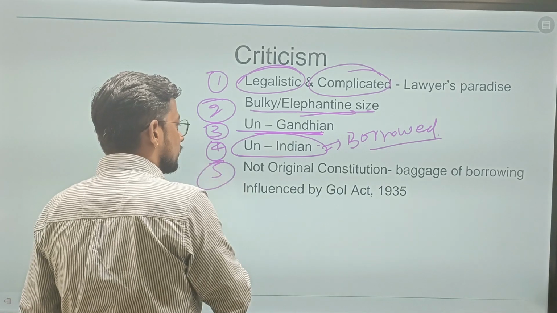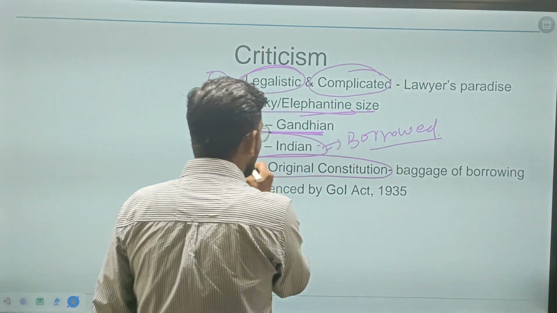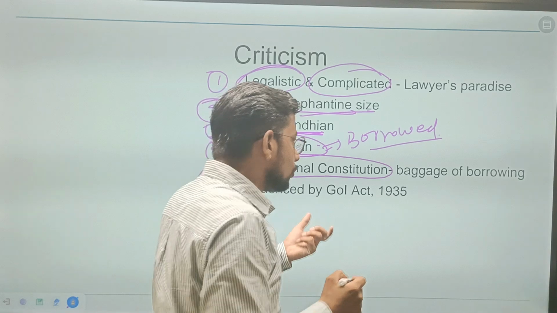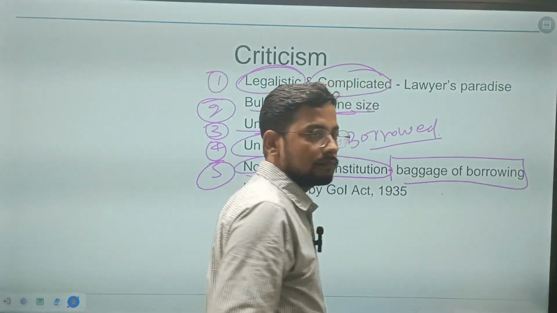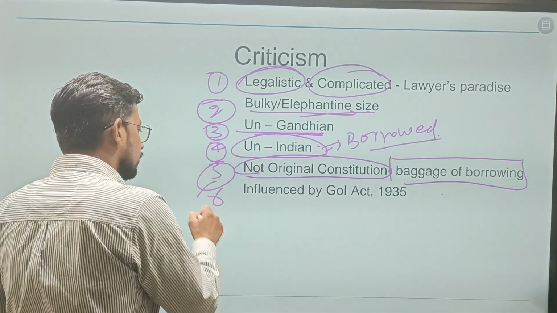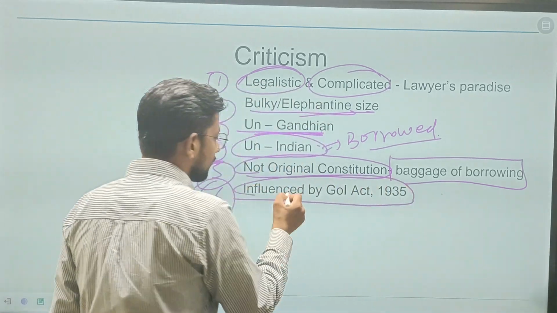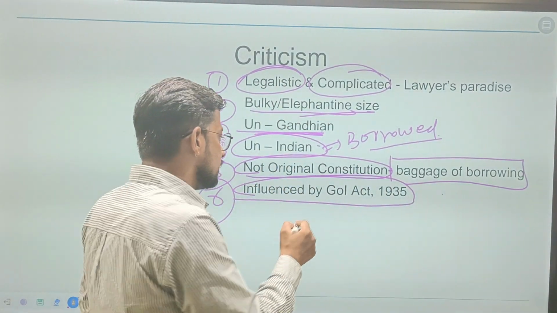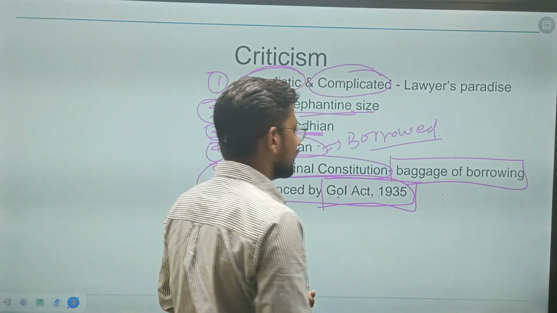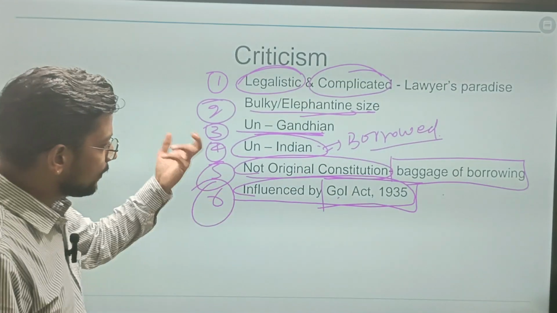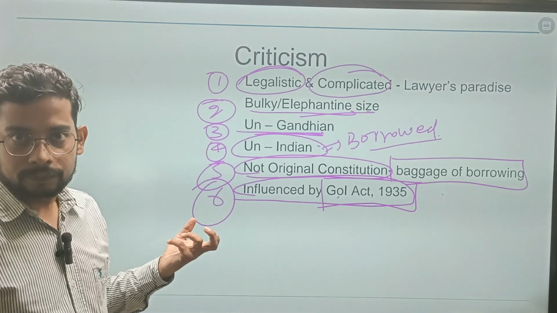Then fifth criticism is Indian constitution is not an original constitution. It's a baggage of borrowing. We have borrowed everything. Then Indian constitution is influenced by British legacy because most of the provisions have been taken from Government of India Act 1935, and this is the major criticism of Indian constitution.